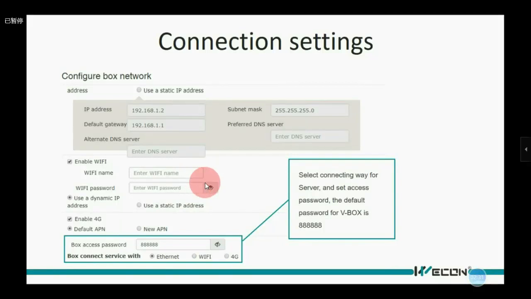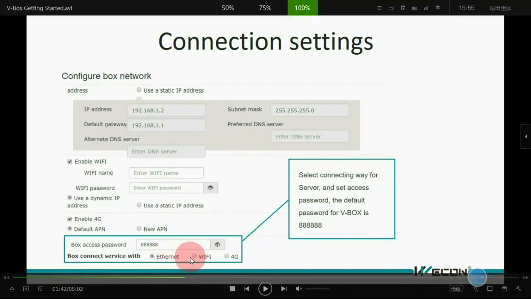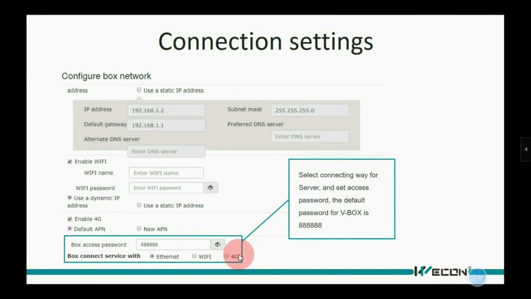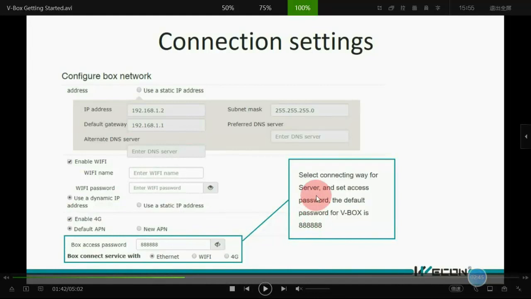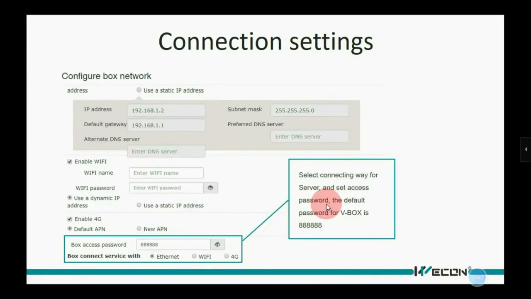For configuration setting, it is important that the VBox connects with the service. You can select the ways of uploading, how to upload the data, and set a password. The default password is 6888888868.